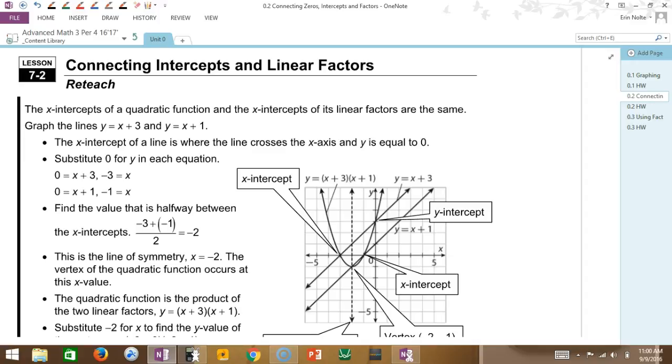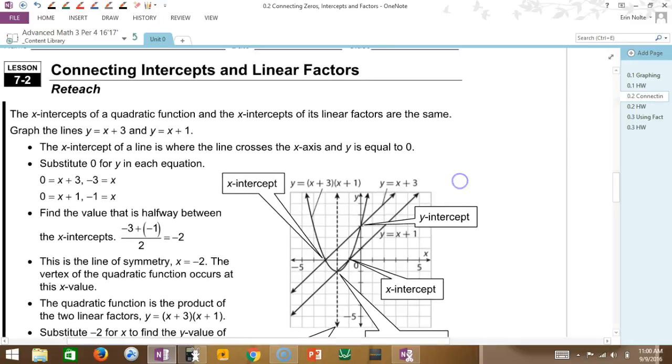Not quadratic. Oh, zero. Factored form. Okay, you guys remember factoring last year? A little bit? I hope so, because we're going to do it again. Okay, so there's factored form.